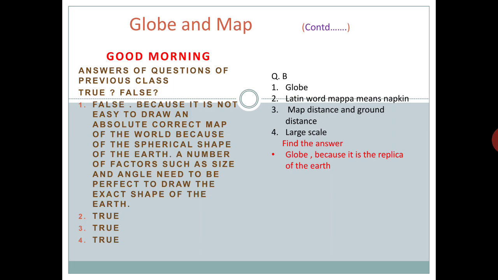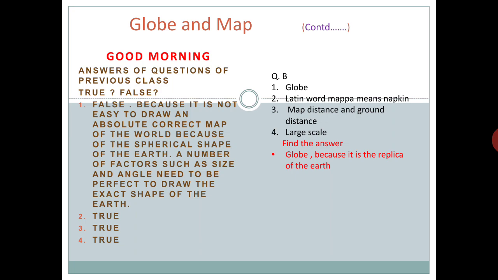the spherical shape of the earth. A number of factors such as size and angle need to be perfect to draw the exact shape of the earth. Let me give you one example: if you take out the peel of an orange and make it straight like paper, then it will be difficult for you to make a plain out of the peel of the orange. So you can understand that it is difficult to make a map of a spherical shape.